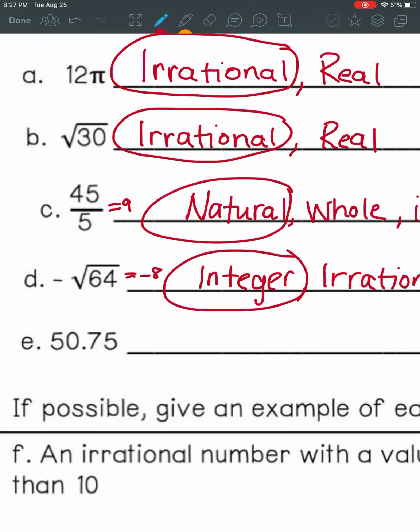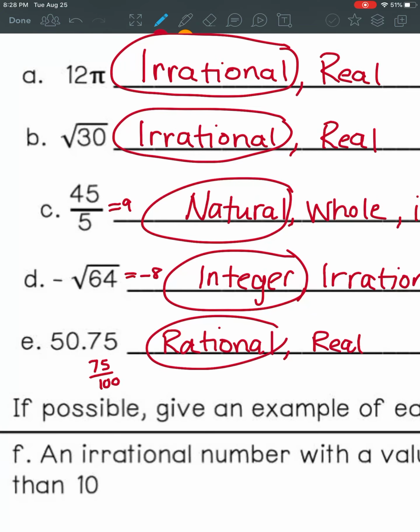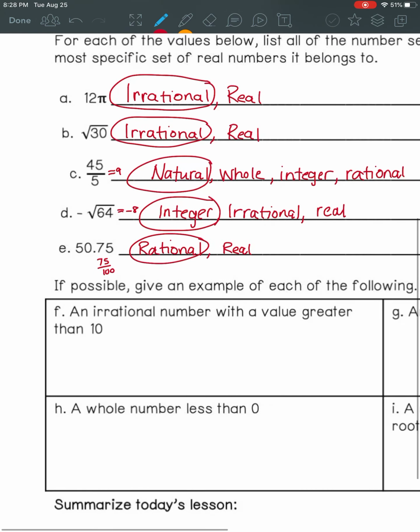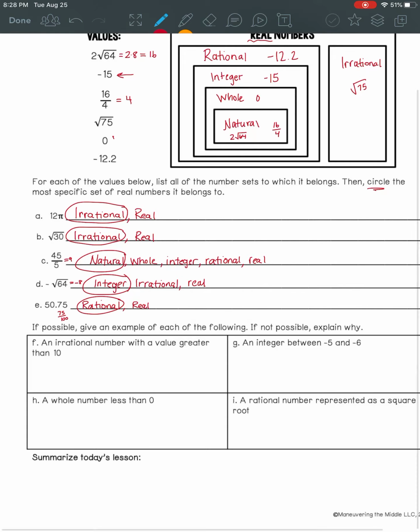Okay, 50.75. Remember, natural, whole, integer all have to be whole numbers, no decimal. So this best category would be rational. We can write it as a fraction. Remember, 75 hundredths. So that's rational and real. Most specific would be rational. Okay?